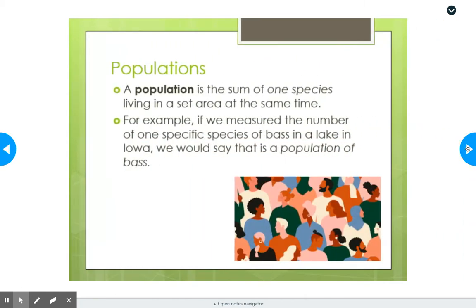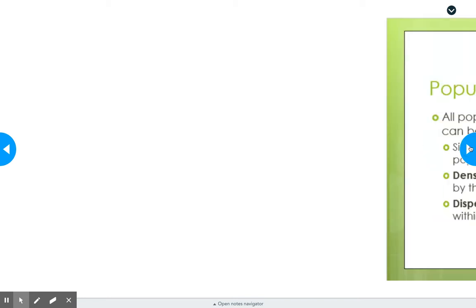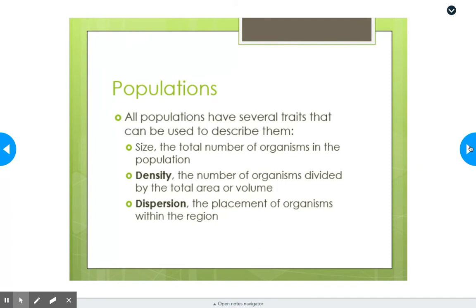So, remember, a population is the sum of one species living in a set area at the same time. The example that we have here is if we measure the number of one specific species of bass in a lake in Iowa, we would say that it is a population of bass. If we look at all the humans that live in New York City, that is the human population of New York City.